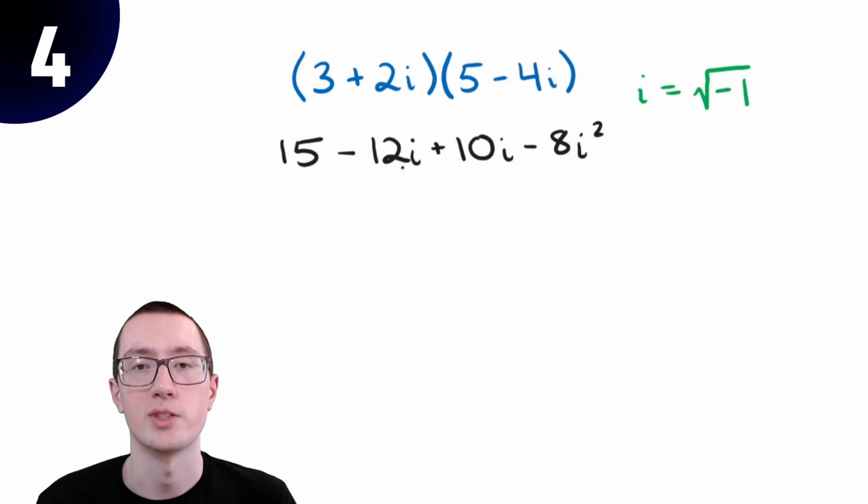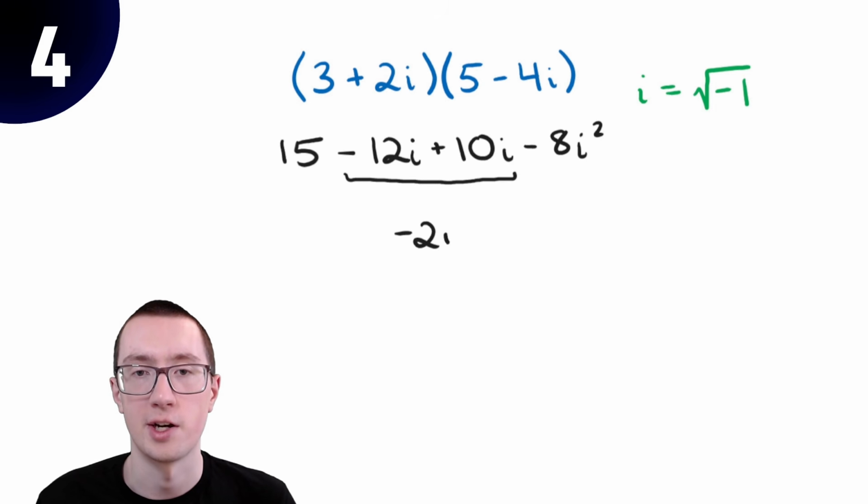So just like if I was a variable, like x or something, we can combine these two like terms. We have two numbers with an i in them. So -12i plus 10i, you lost 12, you gained 10 back, but you're still down 2. So that's going to be -2i. And the rest of the equation is going to stay the same.